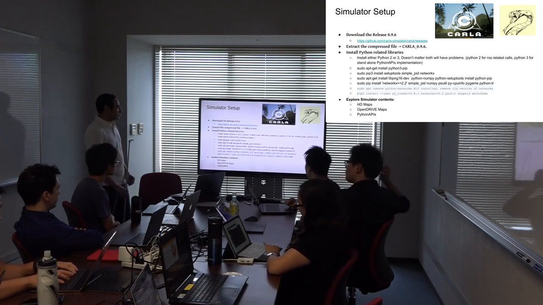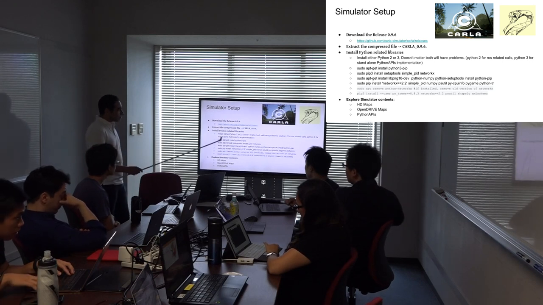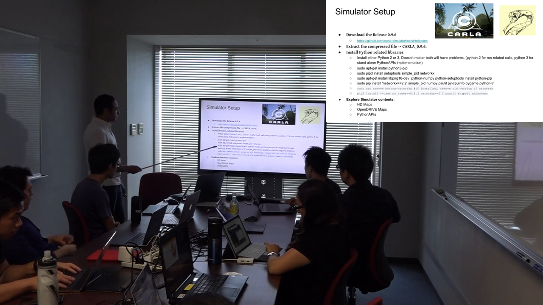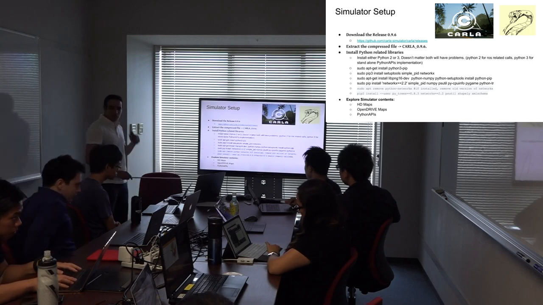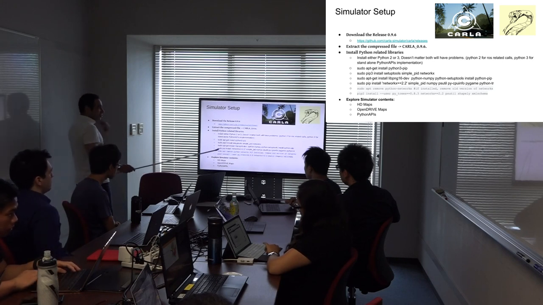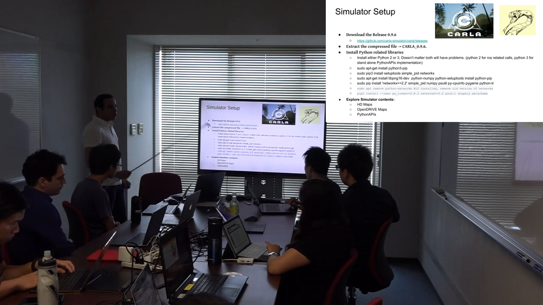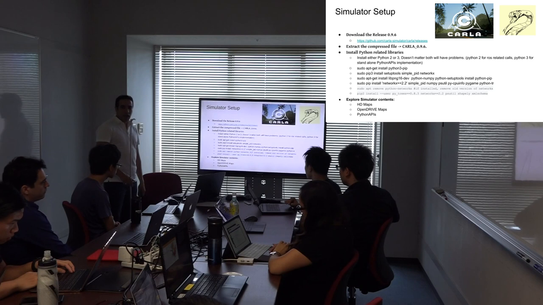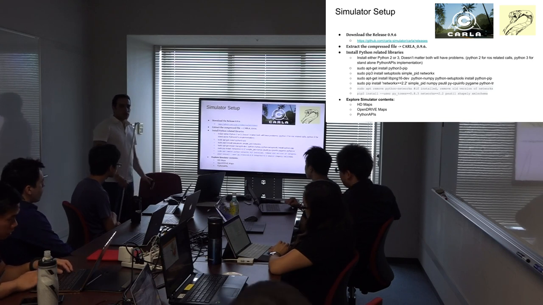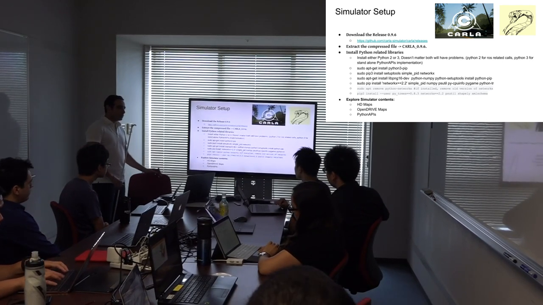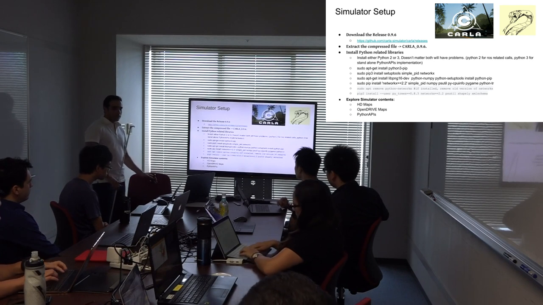So this is almost the latest. You can extract it. And to be able to use it, you need to install Python related libraries. One thing, if you're going to use only the Python APIs and not ROS and not AutoWare, I recommend using only Python 3. So it's easy to install, the packages are the latest, so you can use it directly, it's easier.